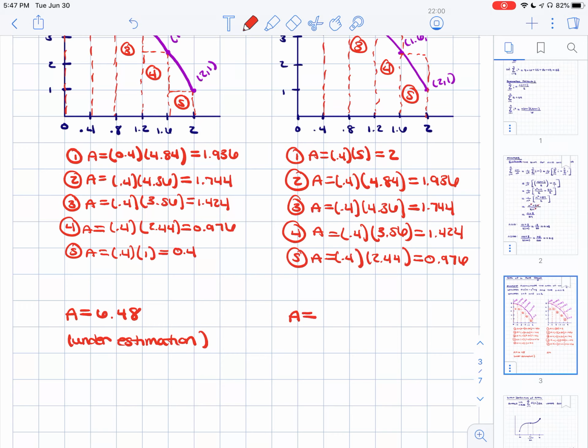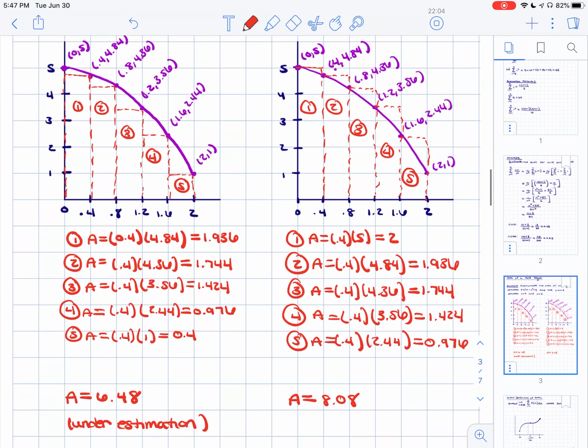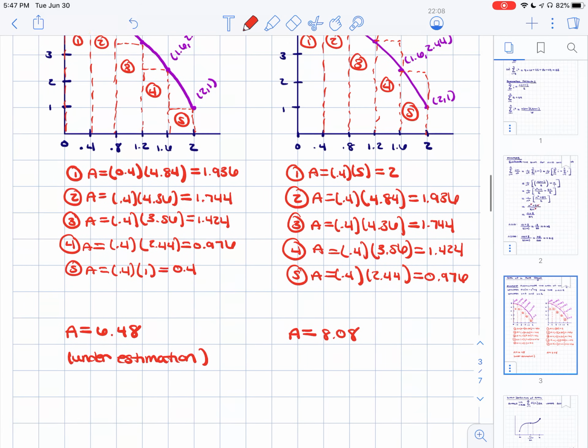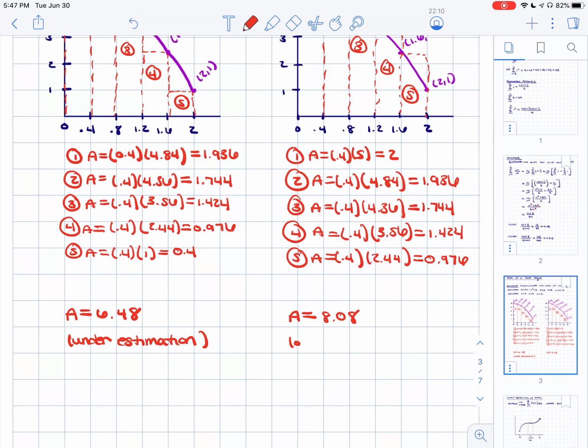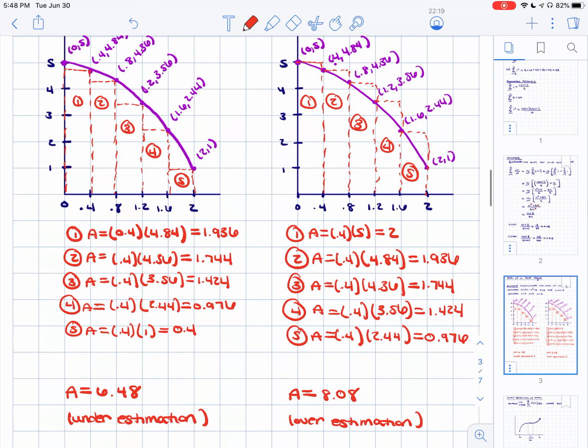Okay. All right, so if we add up all 5 of these, we would end up getting 8.08. Now, of course, on this one, all 5 of our rectangles are a little bit above the graph, so this one would be an overestimation. Okay, so the actual area between our curve and the x-axis is going to fall somewhere between 6.48 and 8.08.